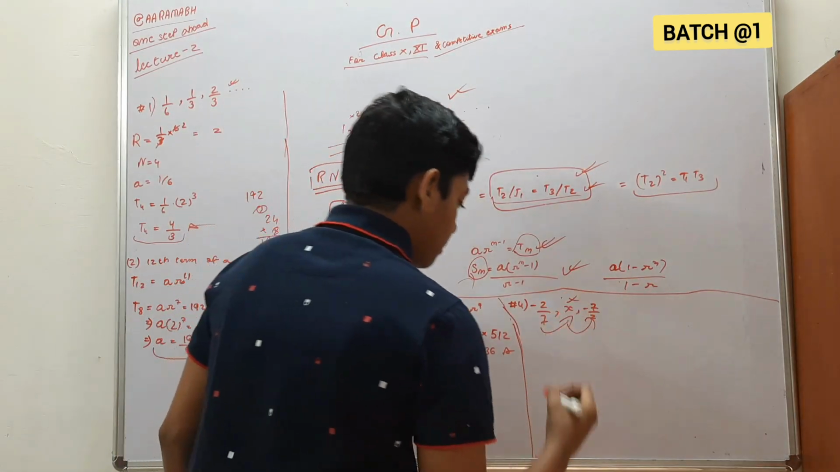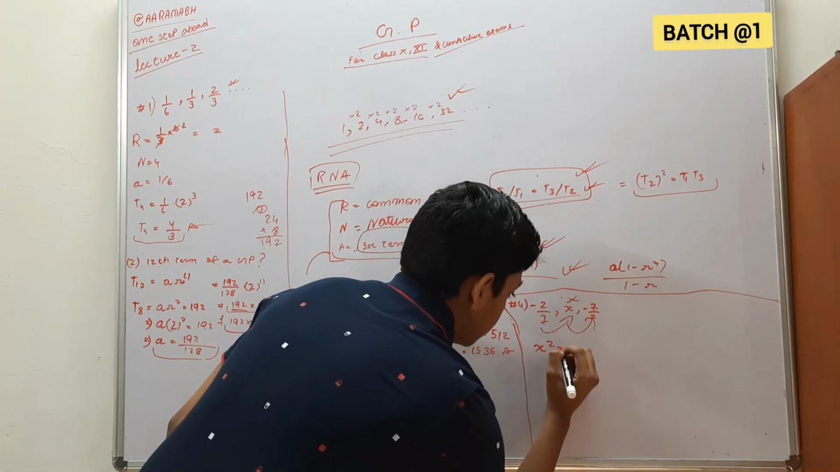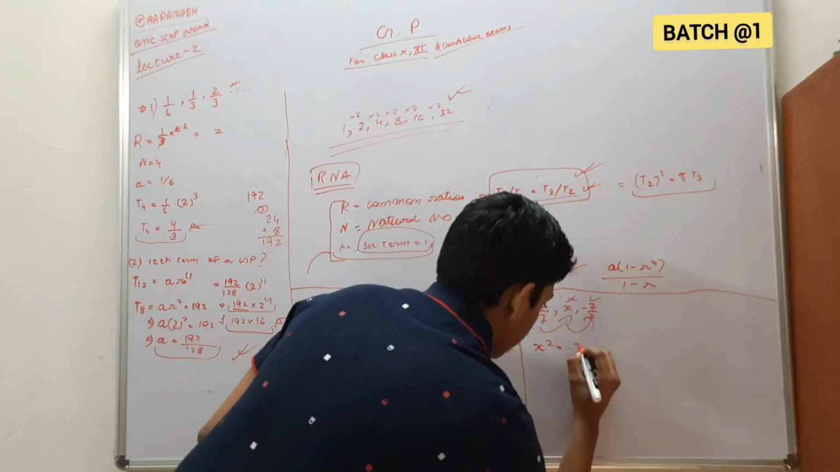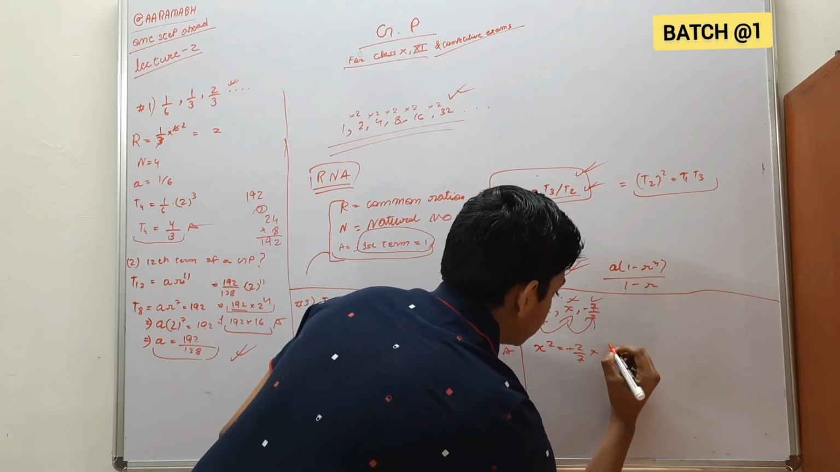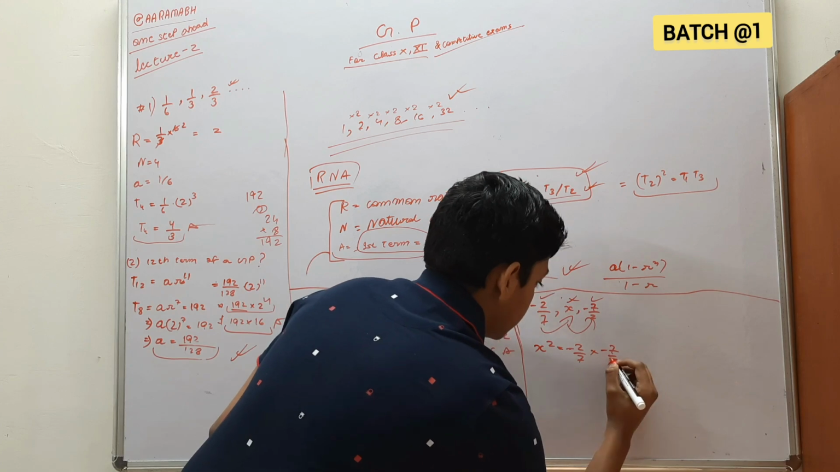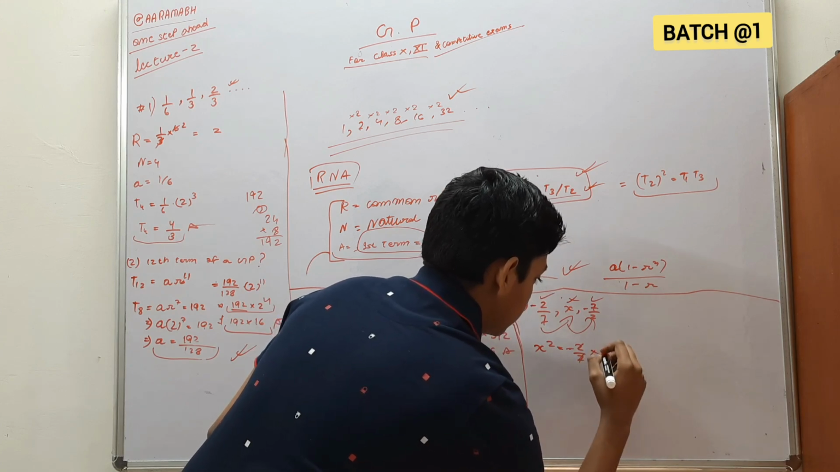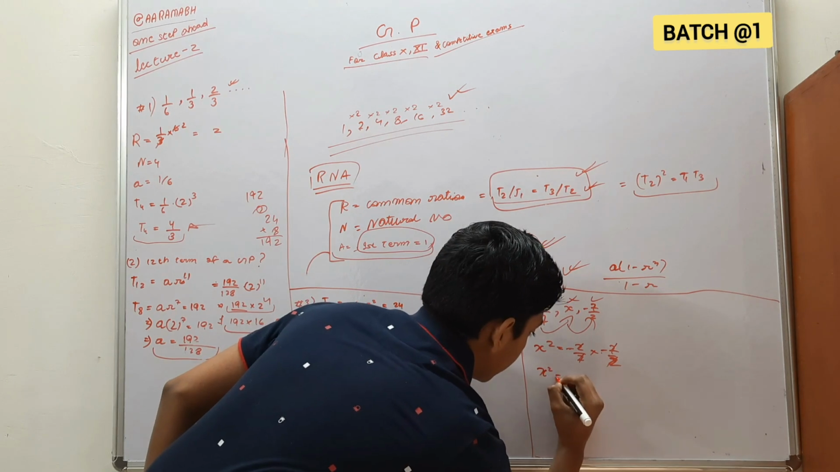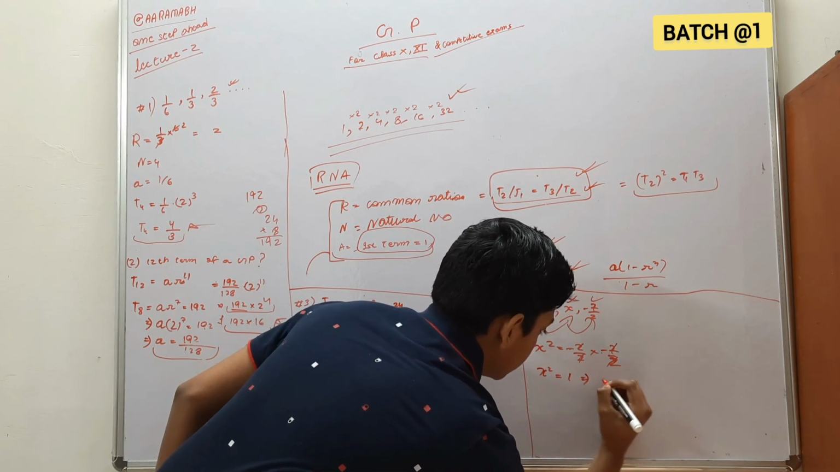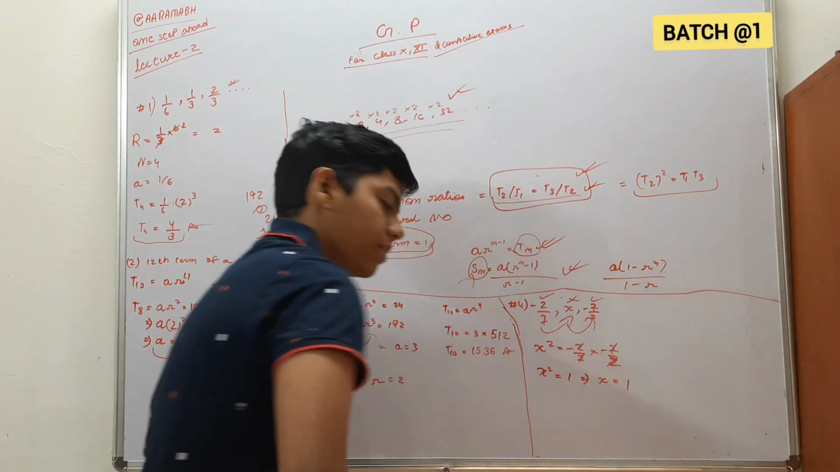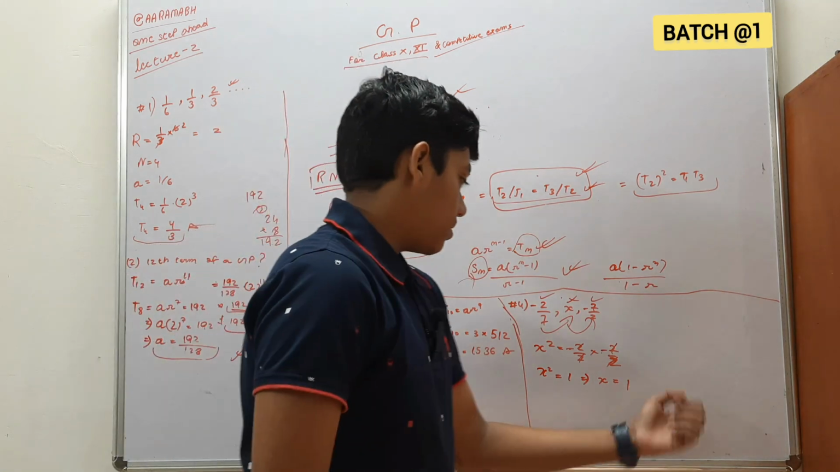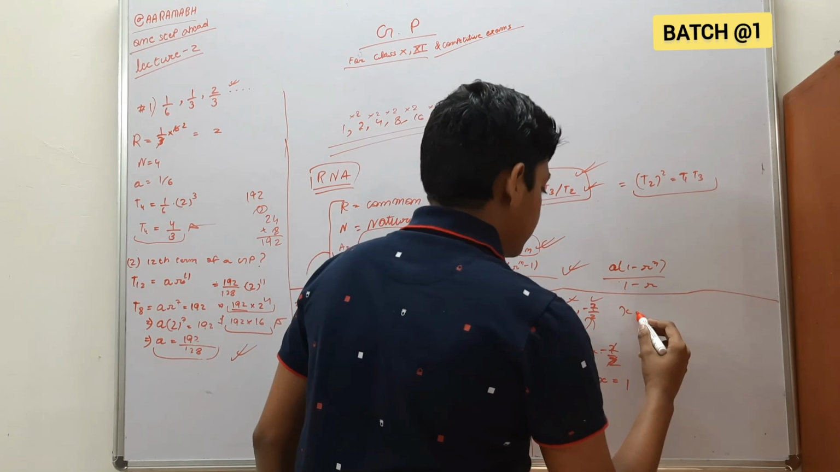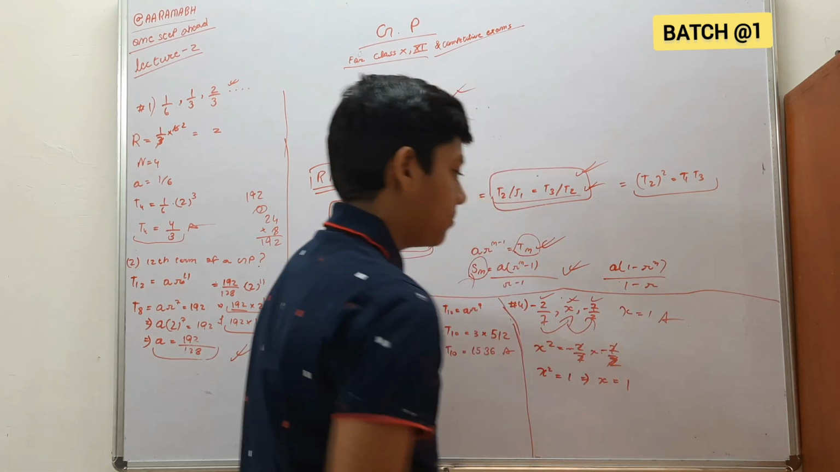So what is the term number 2? X square is equal to T1 into T3. Term 1 into term 3: minus 2 by 7, negative, into negative 7 by 2. Cancel, cancel, cancel, cancel. Minus, minus, it will be positive. So x square is 1, which means x will also be 1. So now the question is solved. The value of x will be 1.